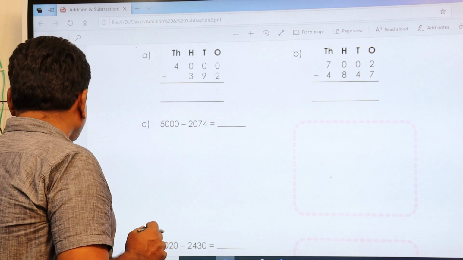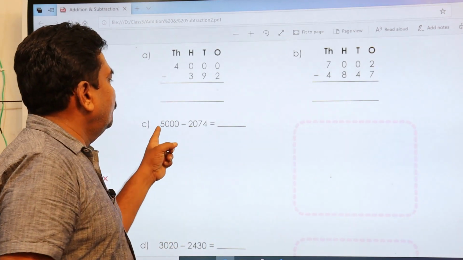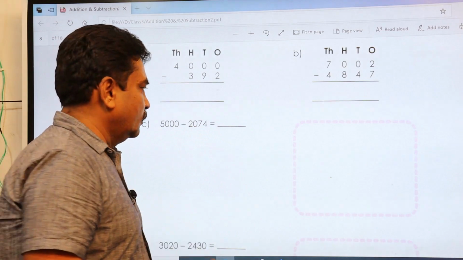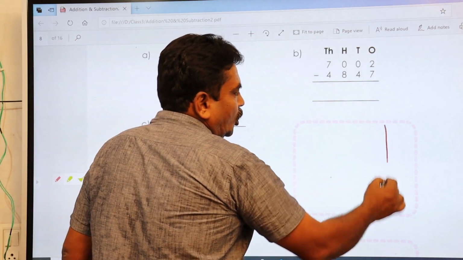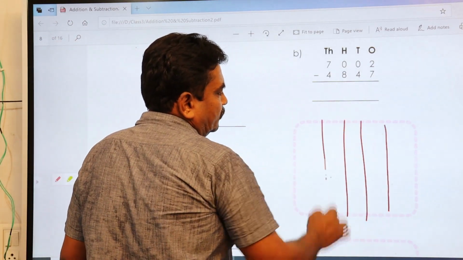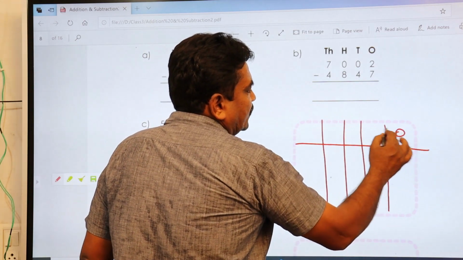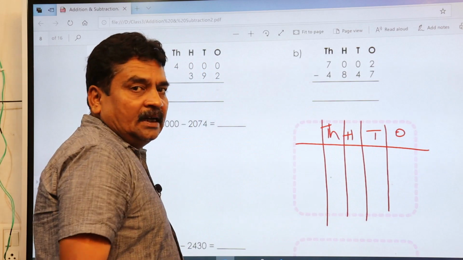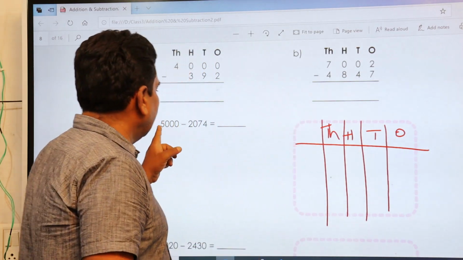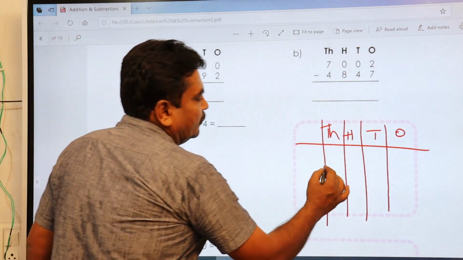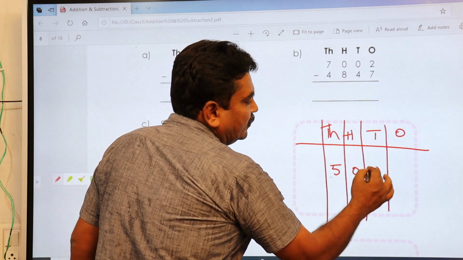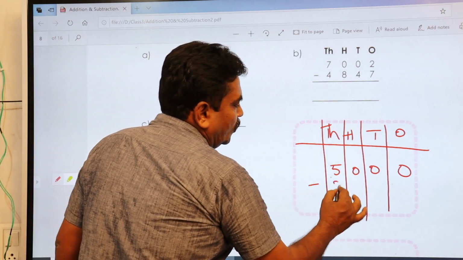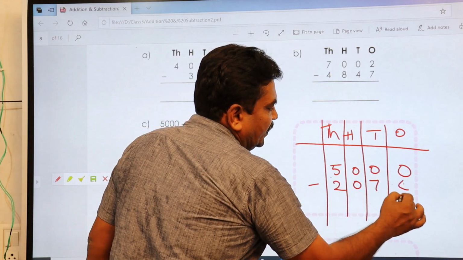Let's see. Here you have 5,000 and here you have 2,074. Draw lines: ones, tens, hundreds and thousands. Leave some space and then write down 5,000. So 5,000 minus 2,074.